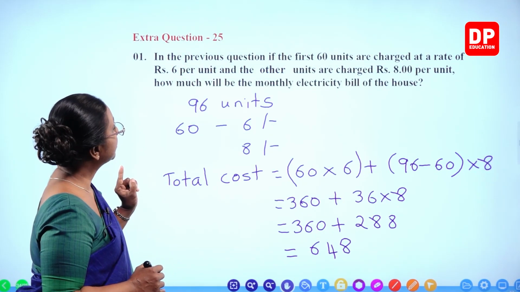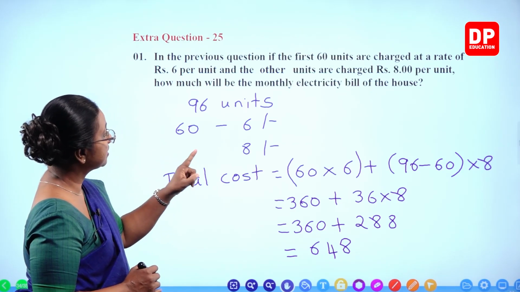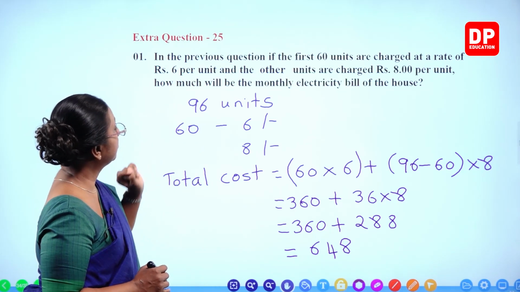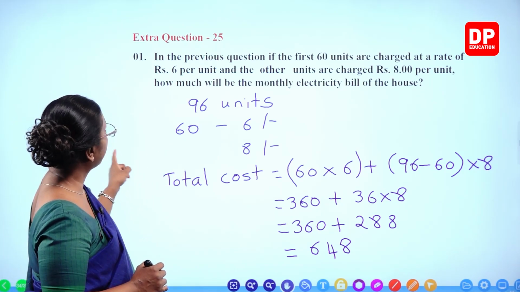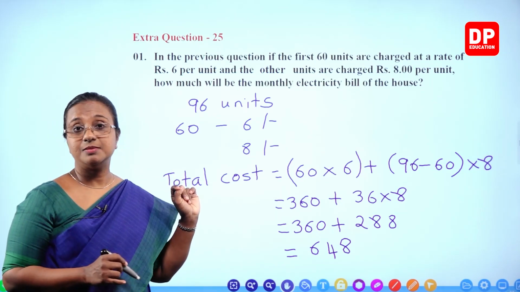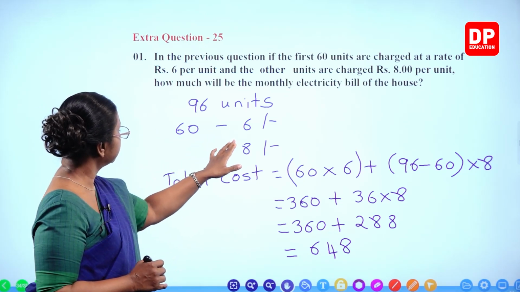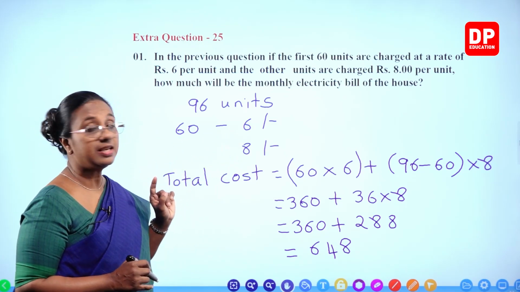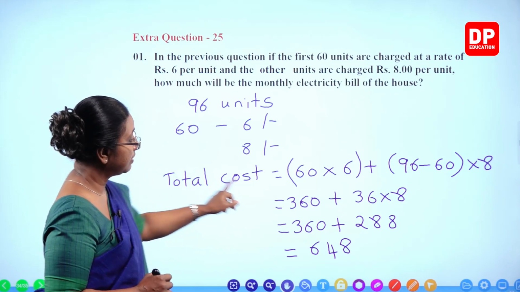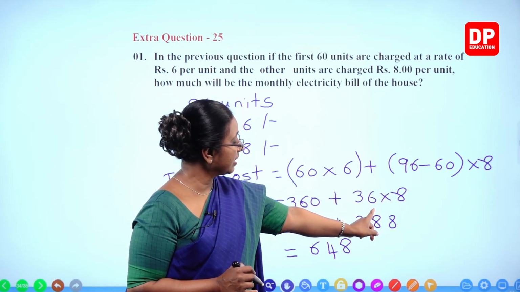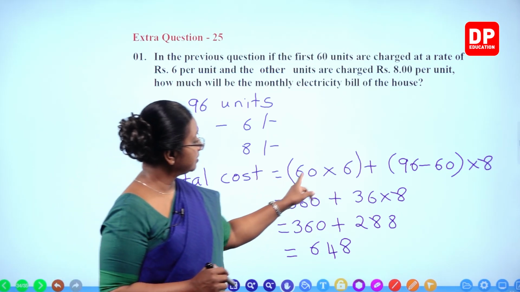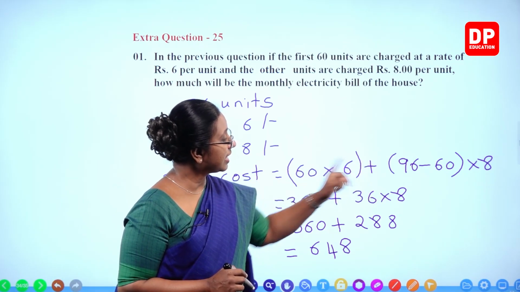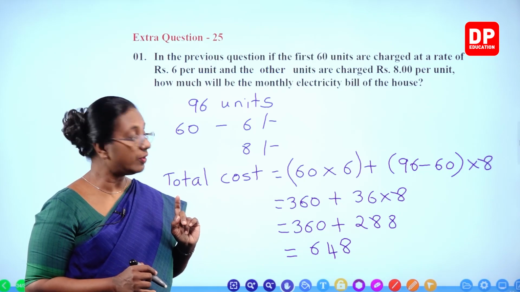In the previous question, if the first 60 units are charged at a rate of 6 per unit and the other units are charged rupees 8 per unit, how much will be the monthly electricity bill of the house? So 96 units, first 60, 6 rupees. The rest we have calculated, 96 minus 60, that is 36. So total cost: 60 into 6 plus 96 minus 60 into 8.